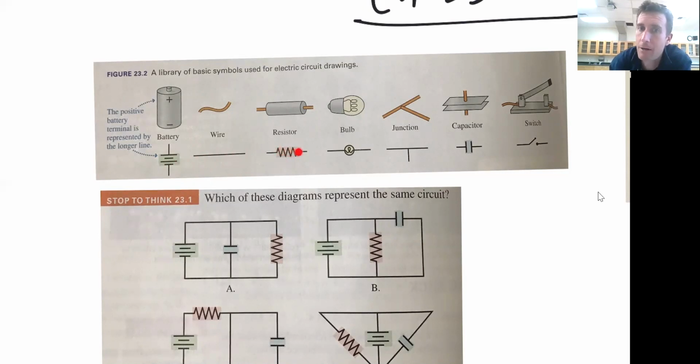Zigzag like this is a resistor. A little squiggly inside of a circle is a light bulb. And then anytime there's a T, that means there's a junction. So current could make the turn or current could continue straight, depending. We're going to ignore capacitors because that's not in AP Physics 1. And then a switch is just a line that doesn't connect but could connect. And so you've got a couple dots that show it could connect.